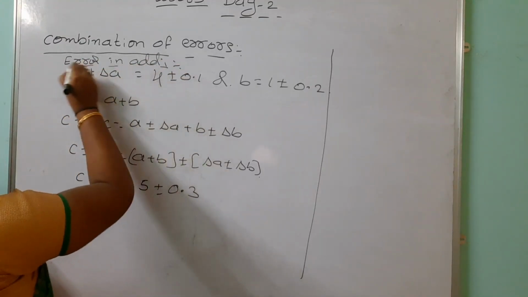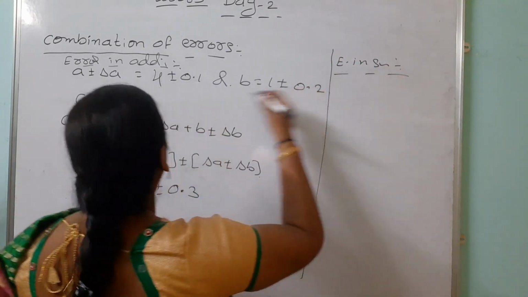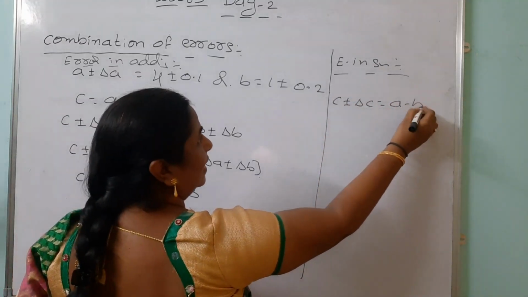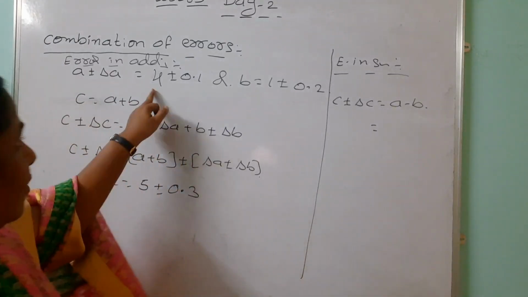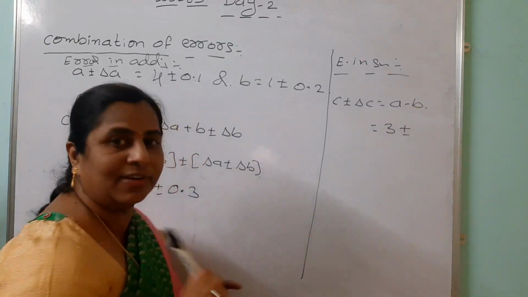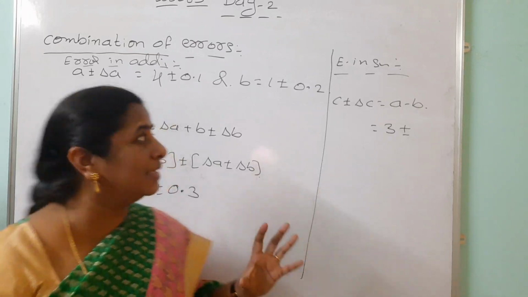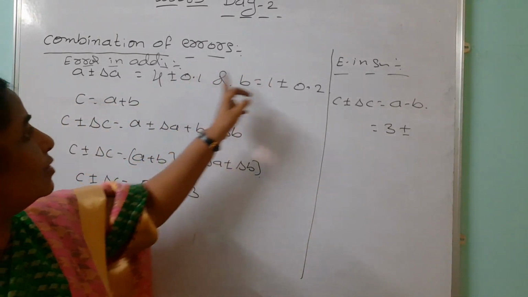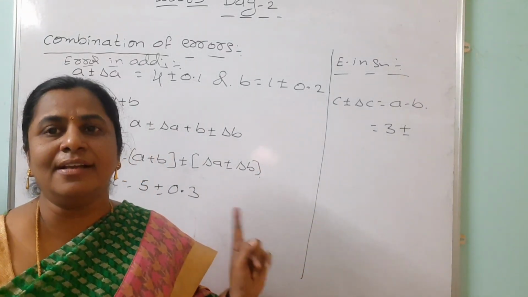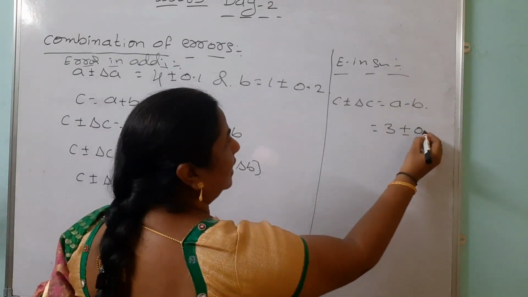The next thing is the error in subtraction. Same here also. We are doing A minus B. C plus or minus delta C. A is 4 and B is 1, so 4 minus 1 is 3. Then plus or minus. For subtraction also we have to take the maximum possible error. Many people make a mistake here, thinking they should subtract the errors also. No. In addition and subtraction, in both cases we have to take the maximum possible error. So here once again we get 0.3.